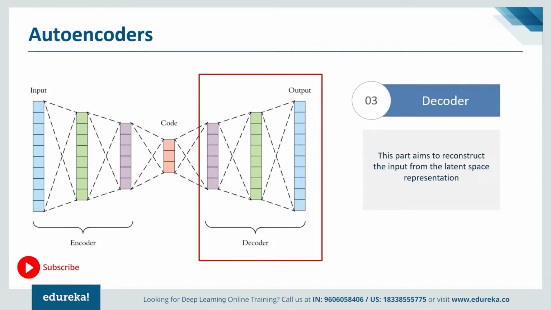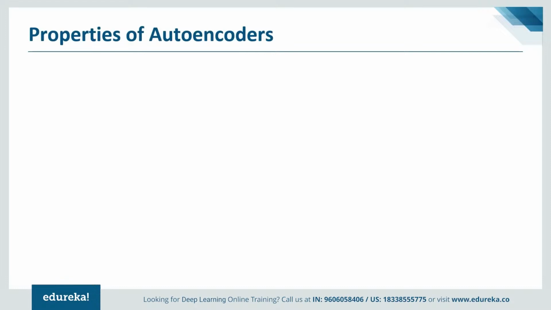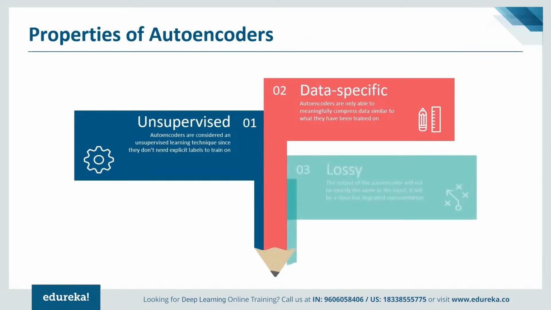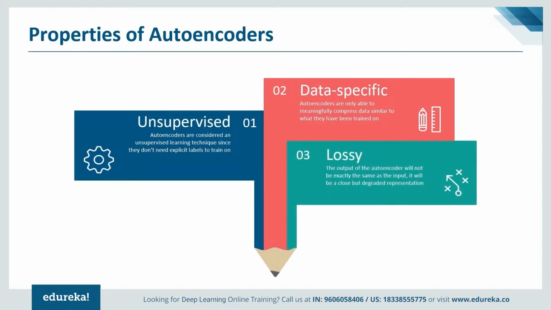The decoded image is a lossy reconstruction of the original image. Now it reconstructs the input from the latent space representation. So now let's talk about some of the properties of autoencoders. They are only able to compress data similar to what they have been trained on. An autoencoder which has been trained on human faces would not be performing well with images of modern buildings.